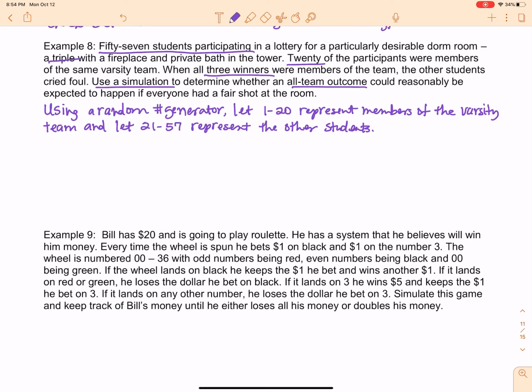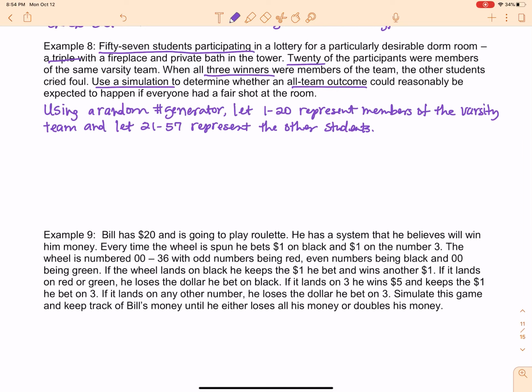All right, so we already know what we're representing, so let's check our list here. We need to include how we're implementing randomization, random number generator, check. Be specific about what each outcome will represent. If I get 1 through 20, it's one of the members of the varsity team. If I get 21 through 57, it's somebody else. Mention any outcomes that need to be ignored. Again, we don't have to deal with that.